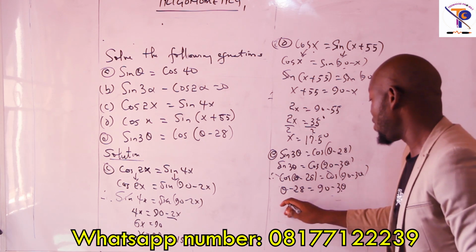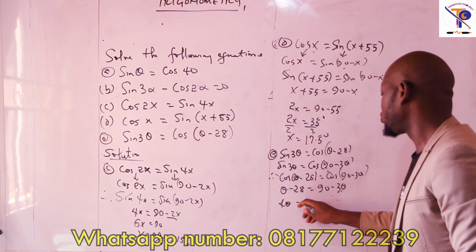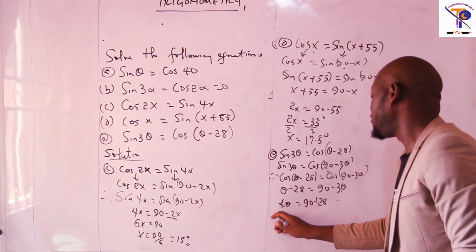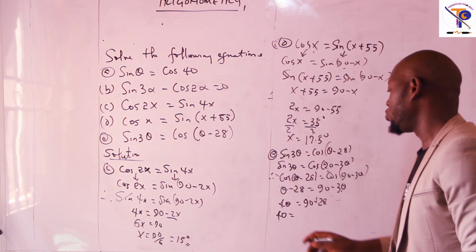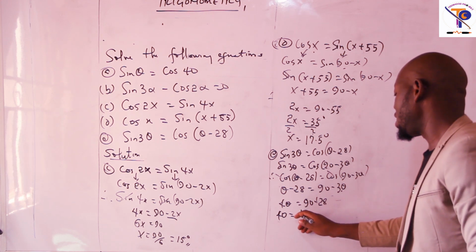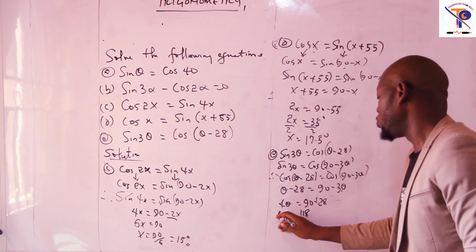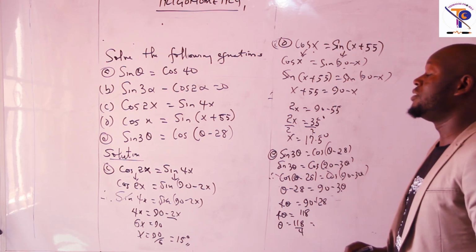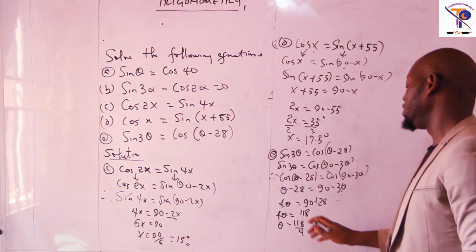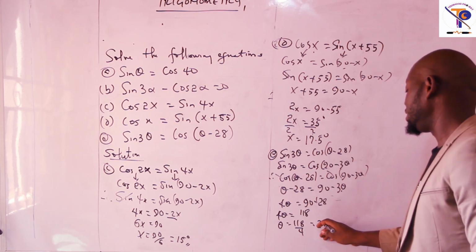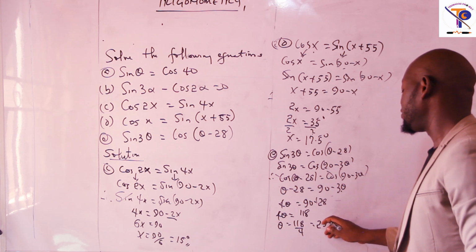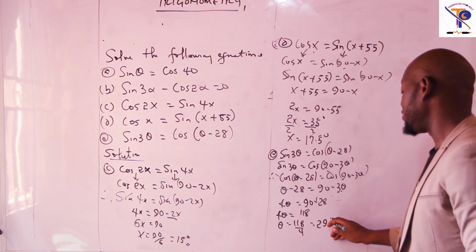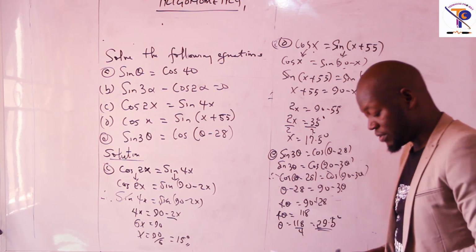So if I send this one to this side, I will have 4 theta is equal to 90 plus 28. So I have 4 theta is equal to what now? Is equal to 118. So theta will now be 118 divided by 4. So I have 4 in 11, I have 2, remainder 3. In 38, that is 9, and 5. That is remainder, that's 36 in 20, that is at 5 degrees. That's what we have there.